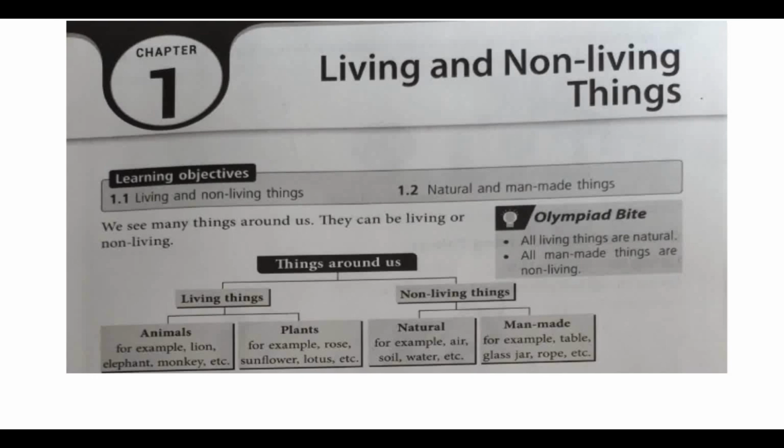Welcome to today's class. In today's class, we are going to cover NSO for grade 1, chapter 1, living and non-living things from the prep guide. So let's start. Living and non-living things. Learning objectives: living and non-living things, natural and man-made things.